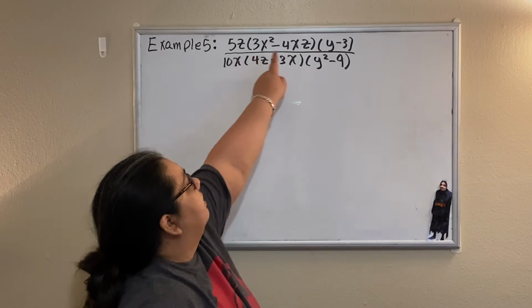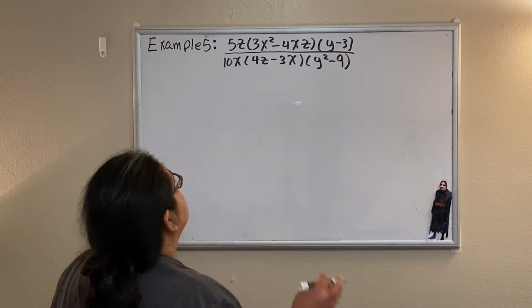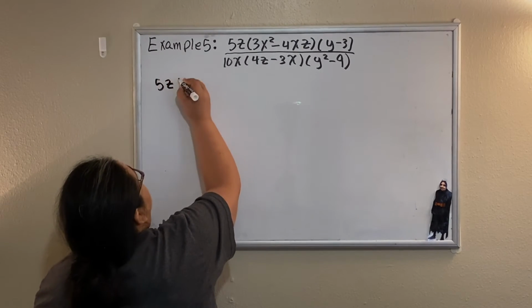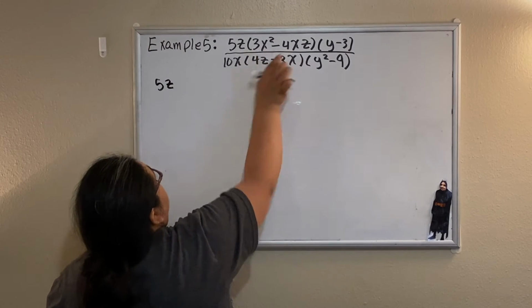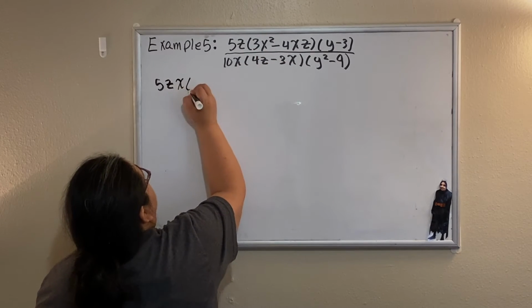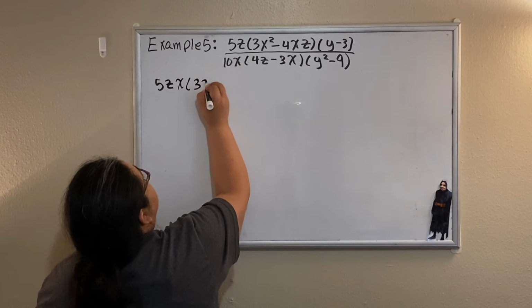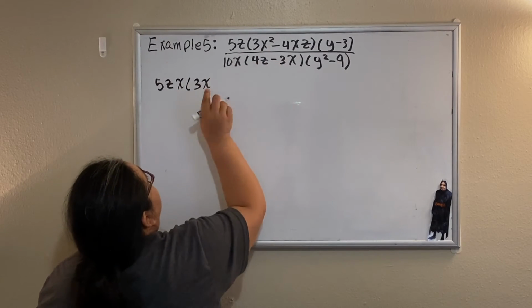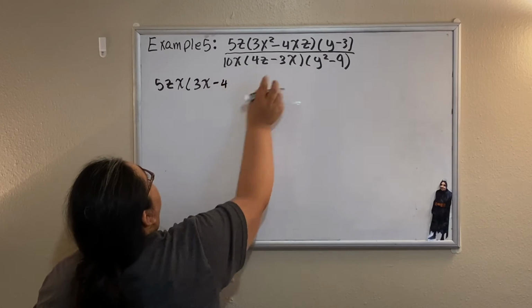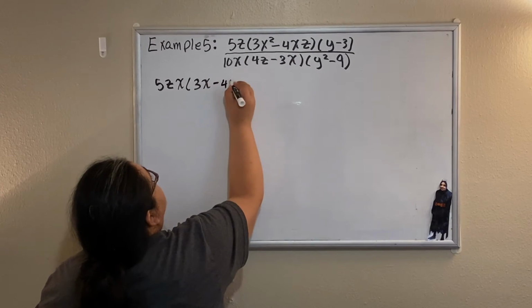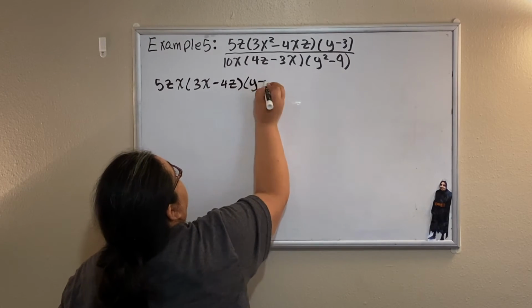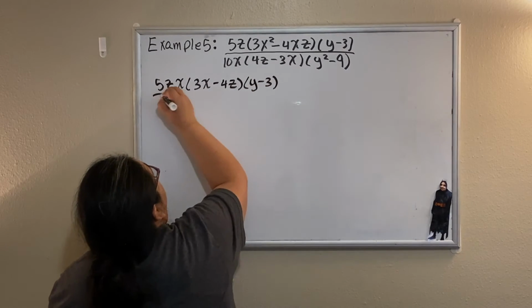Okay, so let's factor the numerator first. In the numerator, we're going to have 5z, and then we need to factor the x here. So we're going to factor out x, open parentheses, 3x, because we went down by 1x, we took out the x, so x squared becomes x, minus 4, we took out the x, so no more x, and we're just going to be left with z.